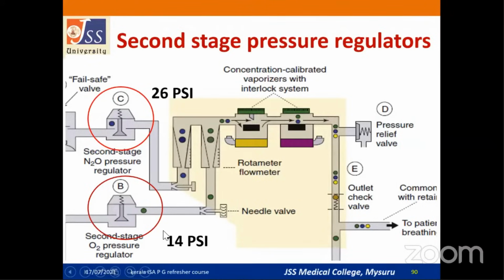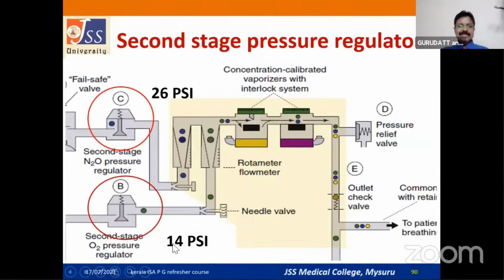Okay, thank you. So this is the second stage pressure regulator where the pressure of oxygen is reduced to 14 psig and the nitrous oxide to 26 psig. Again, sometimes you may be asked this particular question: why is there a difference in the pressure reduction in the oxygen and the nitrous oxide second stage pressure regulators? This is mainly because in these GE machines we have the Link 25 system. In order to create a 3:1 ratio of nitrous oxide to oxygen, this particular difference in pressures is going to help. I'll talk to you about the Link 25 later.